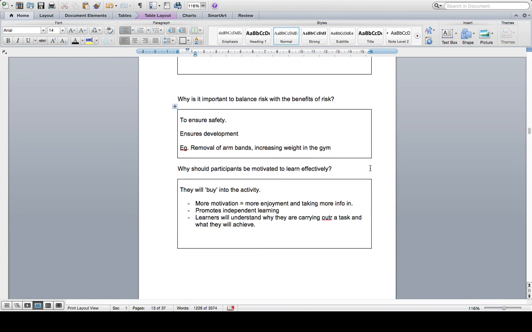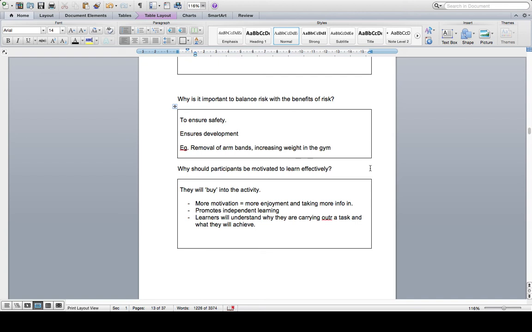Next question, why is it important to balance risk with the benefits of risk? Now obviously, with everything you do, whenever you leave the house in the morning, there's a certain risk, isn't there? But you know that when you leave the house and go to work and earn money, there's a bigger benefit to that than there is risk of you being hurt when you leave the house.